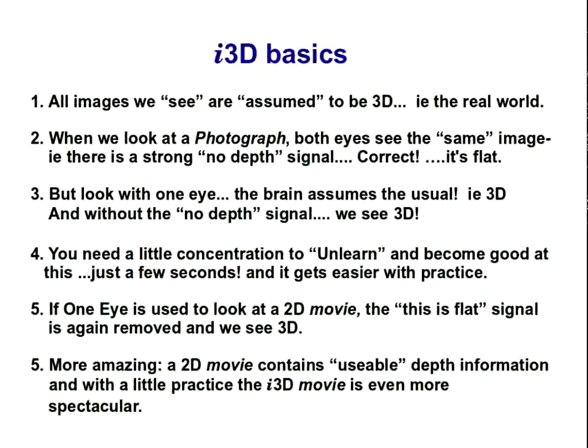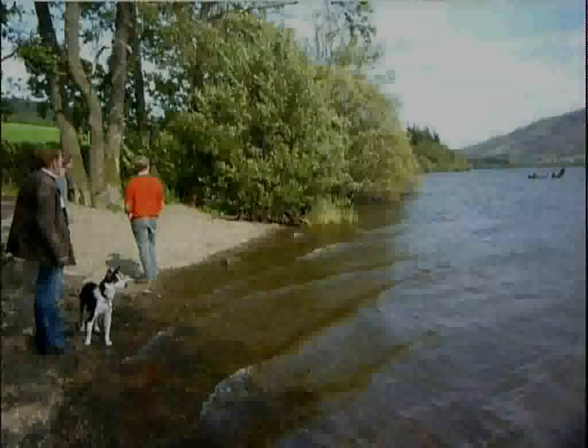If one eye is used to look at a 2D movie, the this-is-flat signal is again removed and we see 3D. But more amazing, a 2D movie contains usable depth information, and with a little practice the Oe3D movie is even more spectacular.